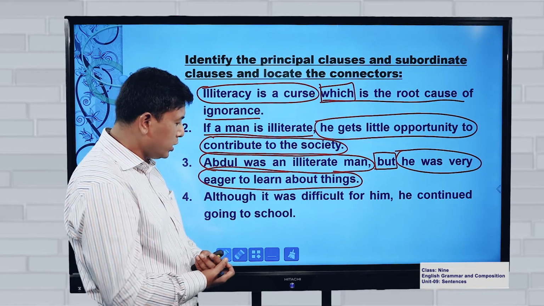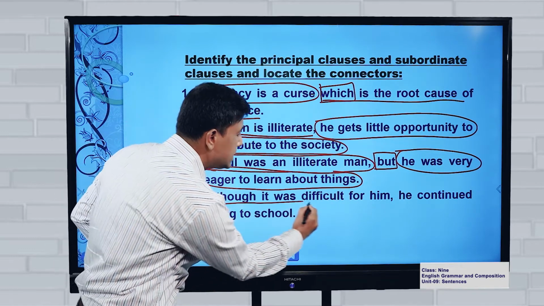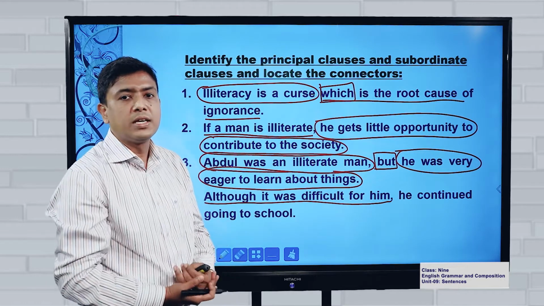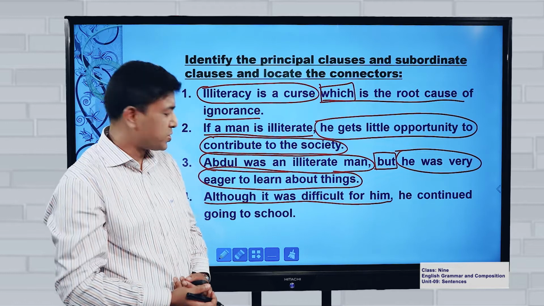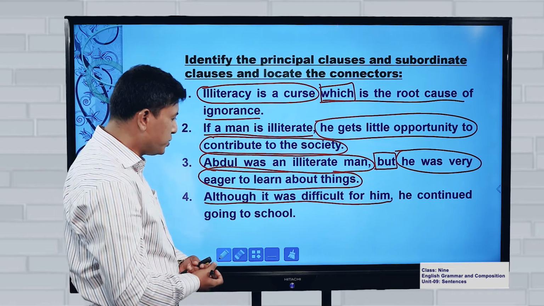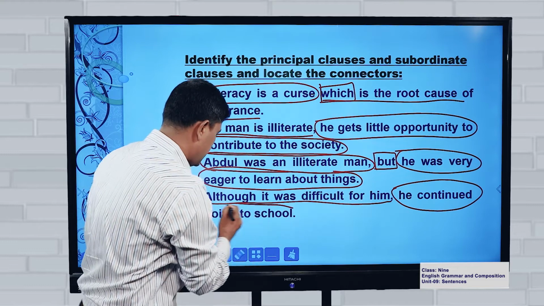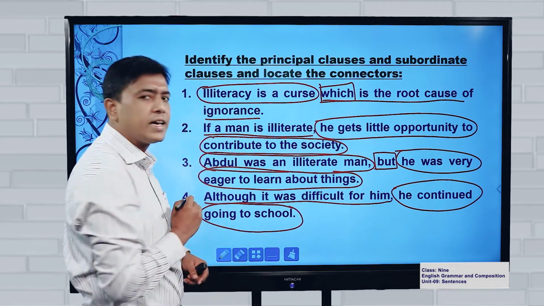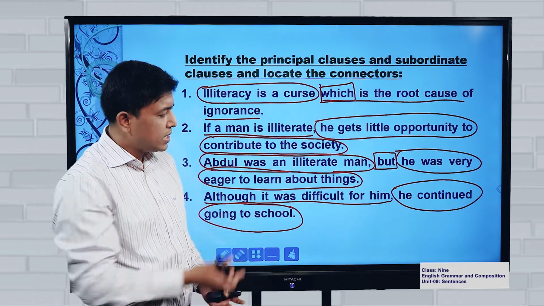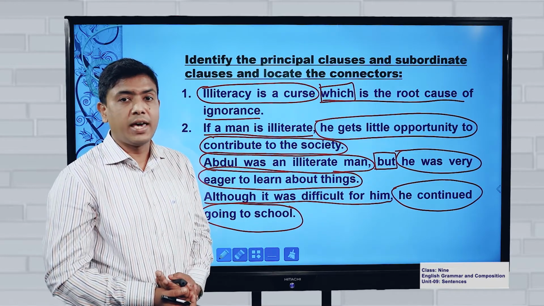Now the last one, although it was difficult for him, this is not giving us a complete thought. Therefore, this is going to be the dependent or subordinate clause. Although it was difficult for him. And the next part, he continued going to school. This particular part is giving us a complete idea. Therefore, this is going to be the independent clause. So very simple. We can now easily understand independent clauses, dependent clauses, and also we know how to locate the connectors.